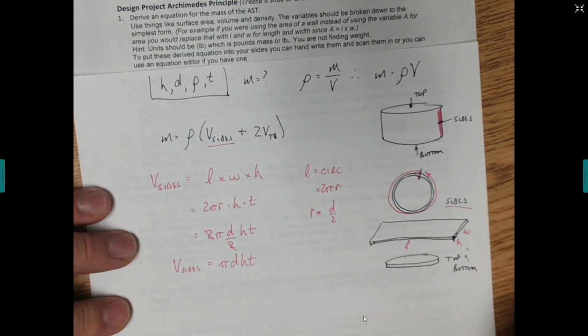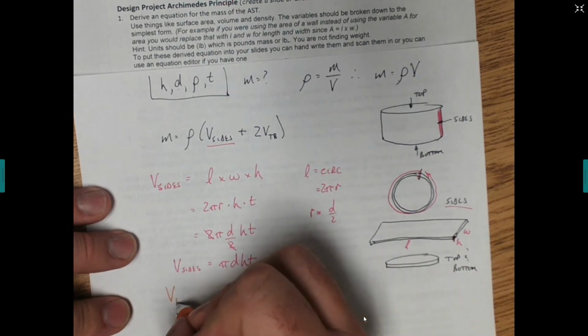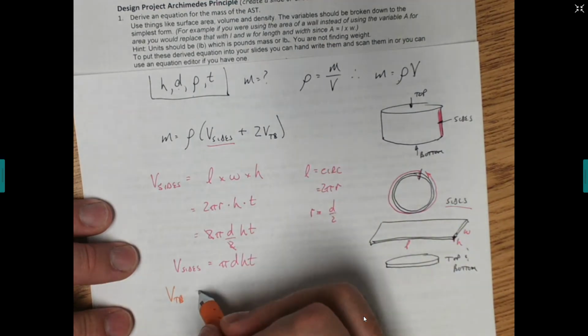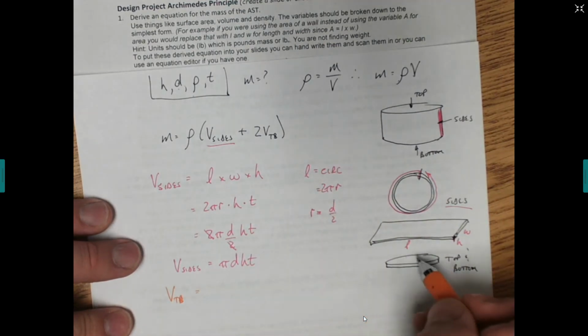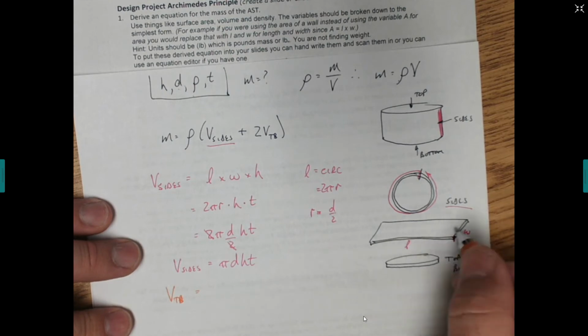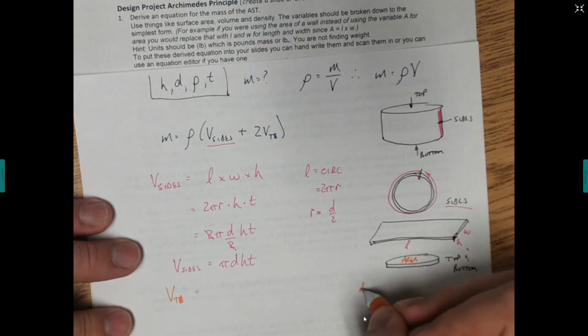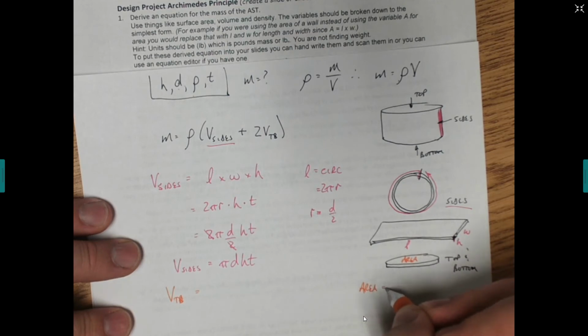Okay, now we're going to do the volume of the top and the bottom. We call that volume TB. So this one, when we're doing a cylinder or a disc, we really don't have length and width, right? Because it's a circle. So it's not like a rectangle like this. So instead of this length and width, we really just have the area of a circle up here. So the area of the circle is equal to pi r squared, right?